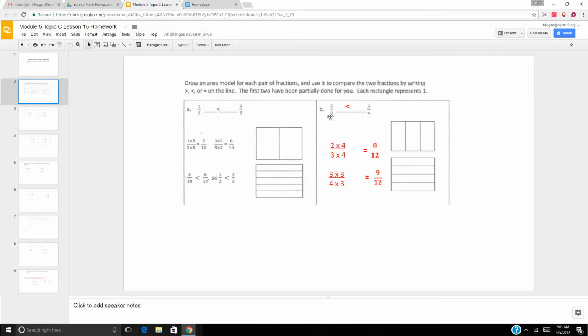2/3 and 3/4. Well, I know that 3 and 4 both have 12 as a multiple. So you do need to know your multiples. You do need to know your facts. It makes everything easier. So we do 2/3 times 4 because 3 times 4 is 12, and 3/4 times 3 because 4 times 3 is 12. 2 times 4 is 8. 3 times 4 is 12. 3 times 3 is 9. 4 times 3 is 12. And I didn't do this part and I should have. So that means that 8/12 is less than 9/12, which means 2/3 is less than 3/4.